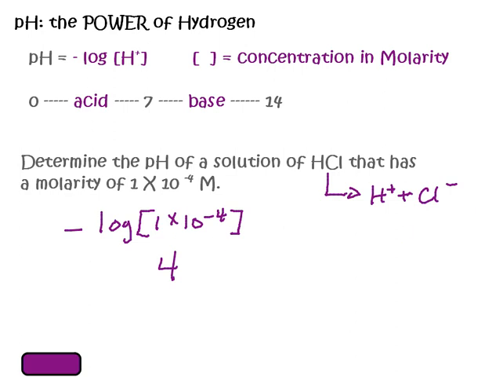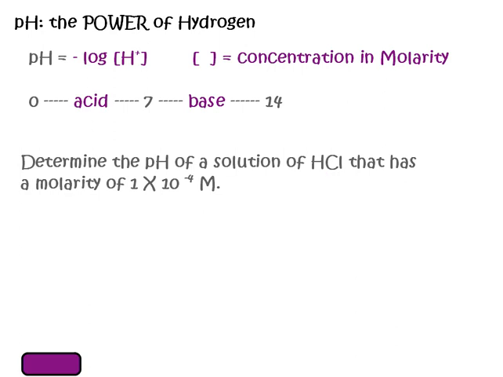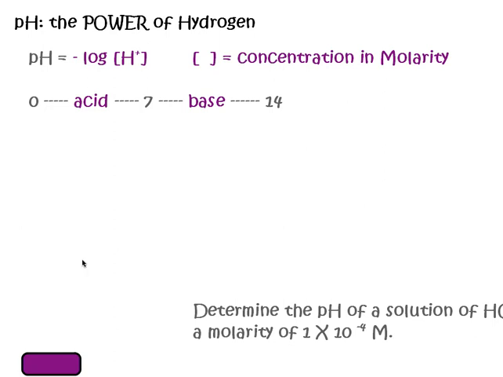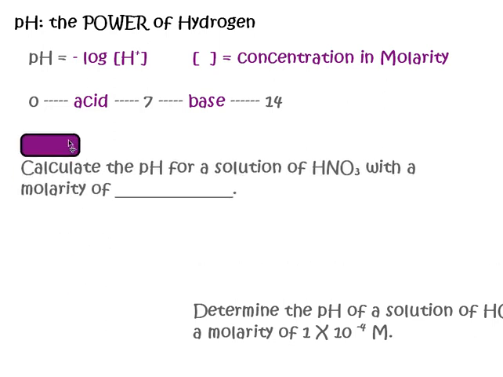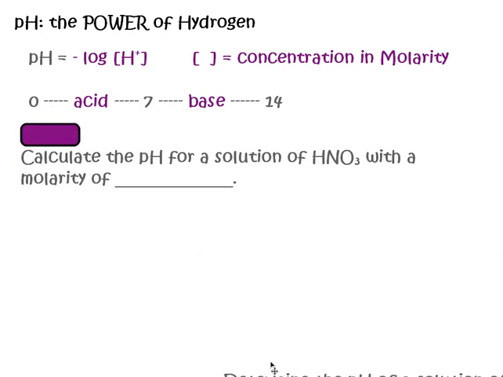What if we have something different? Let's change this example around a little bit. Take this one off the board, put this one up. I'll do one of these and then I'll give you one to try. So what if I have another strong acid here, nitric acid, and I'll make up a concentration of this. How about 3 times 10 to the minus 5th molar? And I want to find the pH of this.